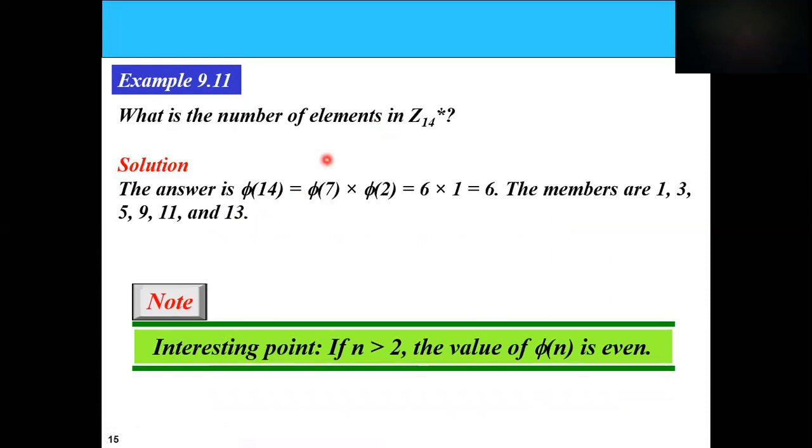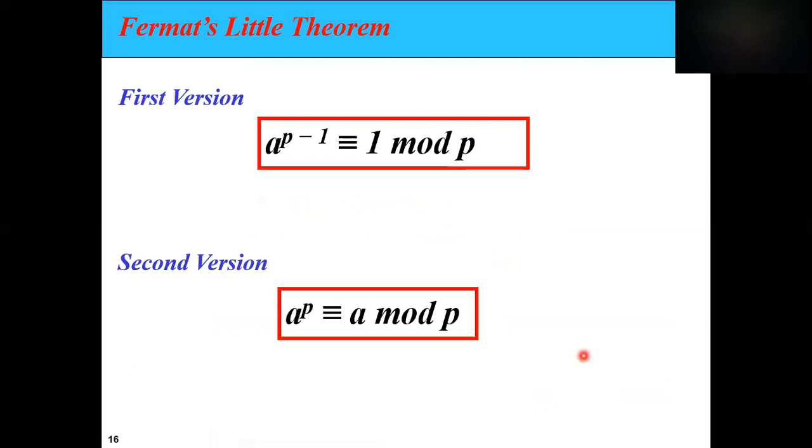So an interesting point is that if n is greater than 2, then the value of phi of n is always even. So, dear student, these are some very good, important results of Fermat's little theorem.